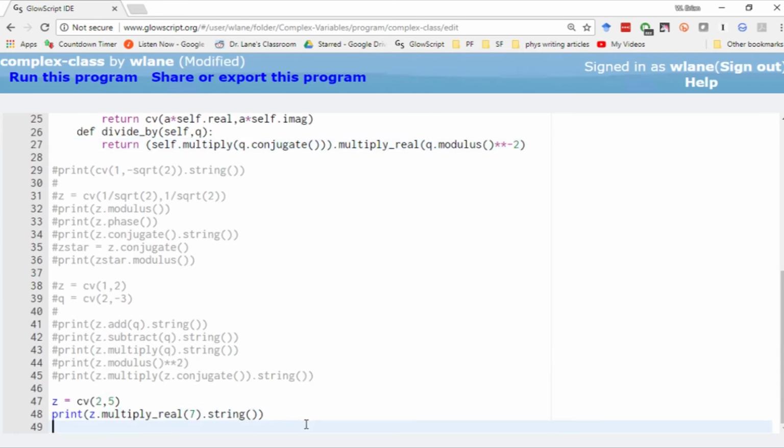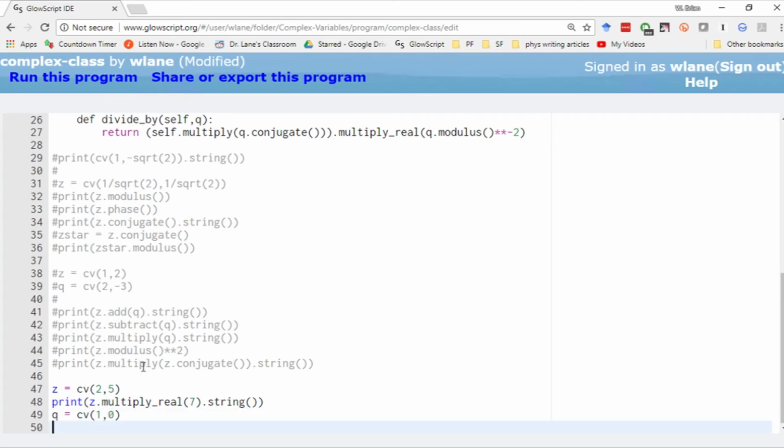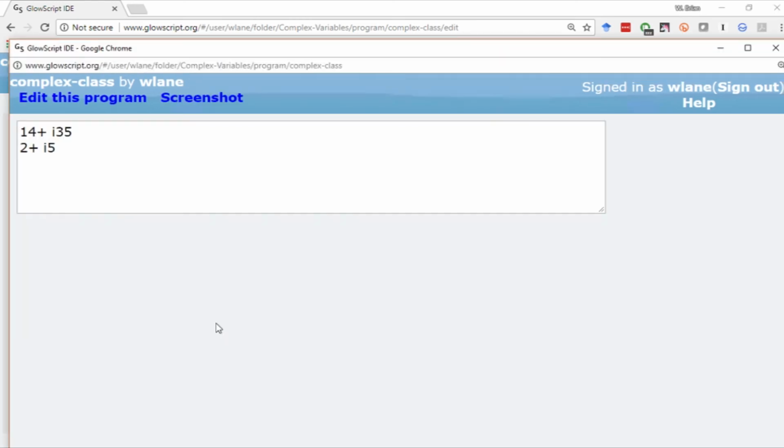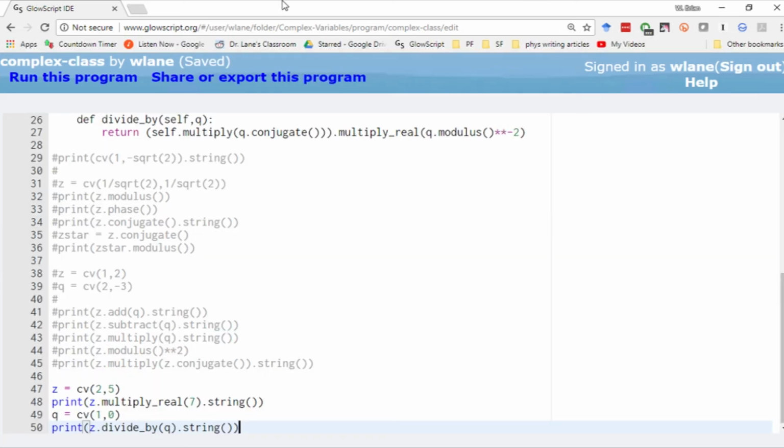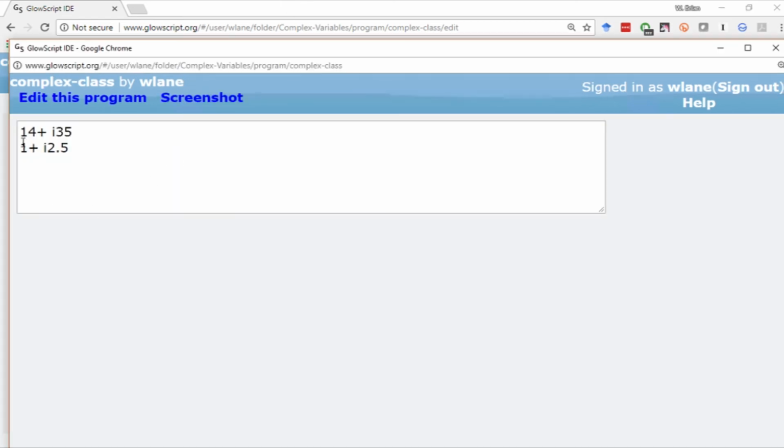So let's give that a try. Let's make a q. Let's try out one that we know how it will work out. Let's try the number 1, because when I divide by 1, I should still get the original complex value. So let's try print z.divide by q.string. And I should get out 2 plus i5. And lo and behold, that's what we get. Let's try dividing by the number 2. I get 2 plus i5, all divided by 2. So I get 1 plus i times 2.5.